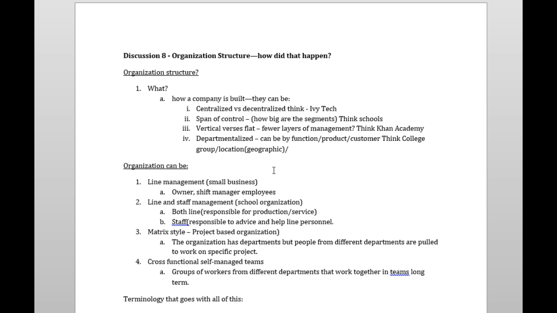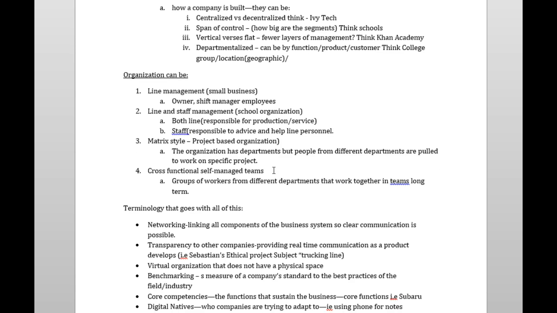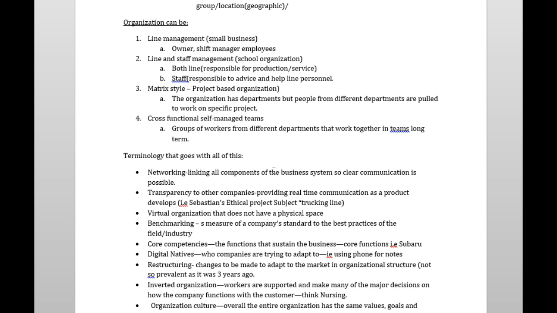So many different configurations. And an organization can be like a line management. This is mainly terminology, so bear with us. You need to learn the terminology. Line management, and that's usually a small business where the owner, and I guess you might call this a flat structure also, because there's usually just an owner, maybe a shift manager, some employees, but it's a fairly straight line to the management, and there's not a lot of layers that you have to go up to get to speak with the owner of the business.